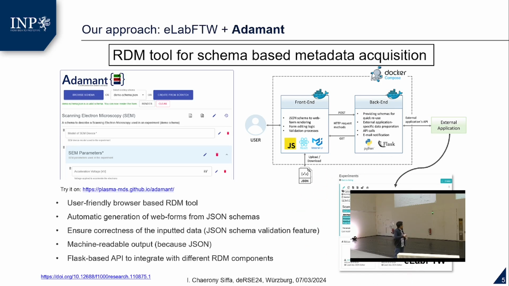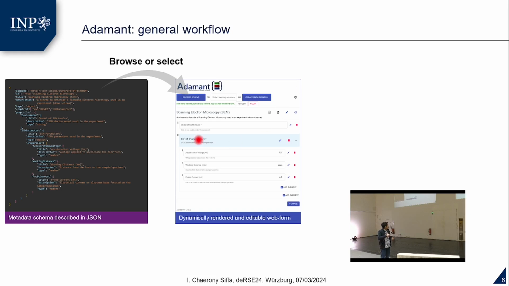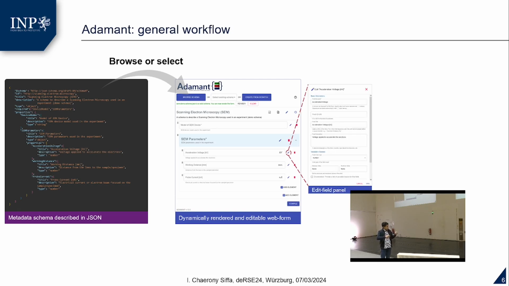And just to have a general overview of how Adamant works. So we have a JSON schema that describes your experiment. This is just a simple demo schema, with only a few fields described here. So we browse or select it in Adamant, and then we click render, and then you get the web form. And you can just fill it already, but you can also edit it using this edit panel. If you see in the slide, in the field here, you have different buttons like edit or delete, or to arrange the structure.